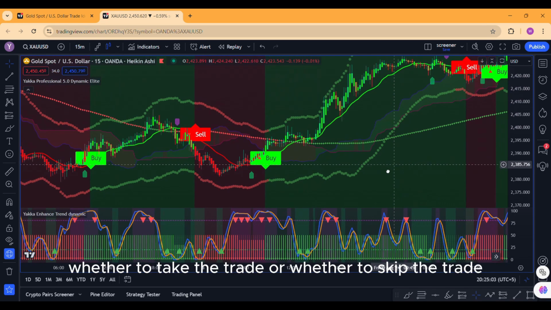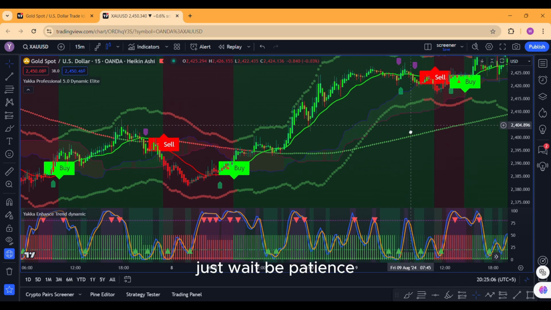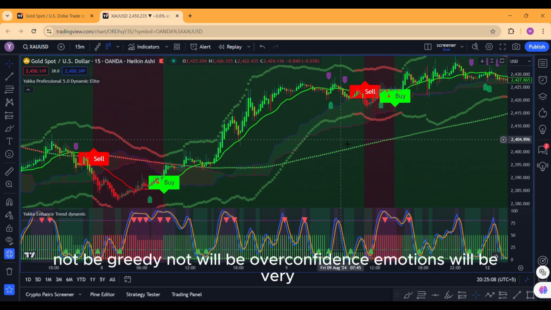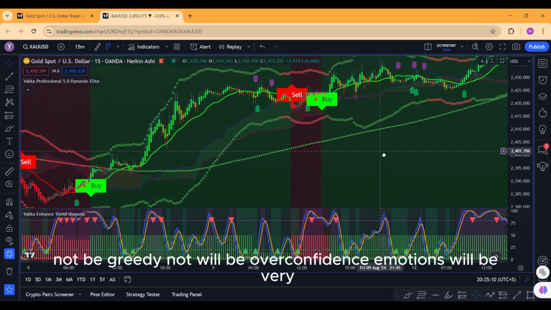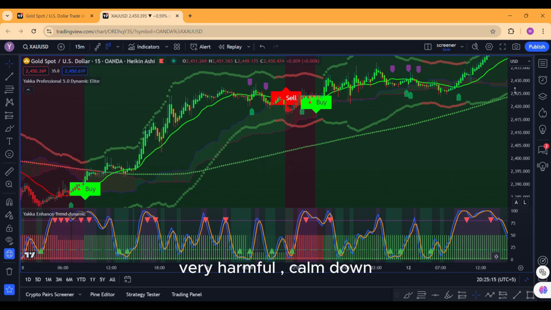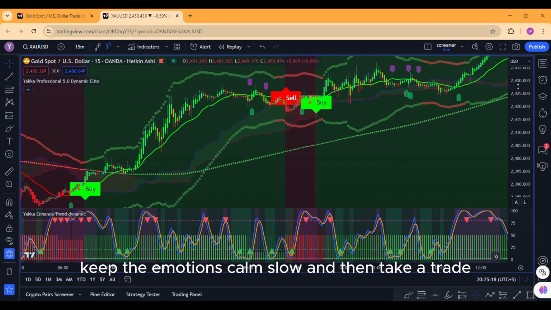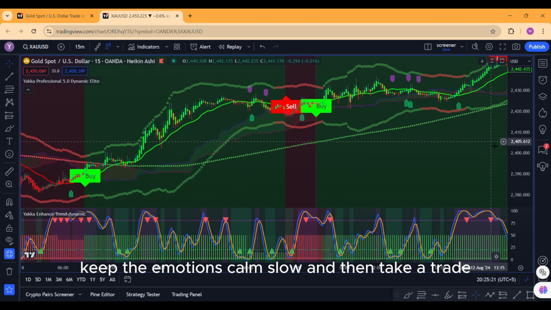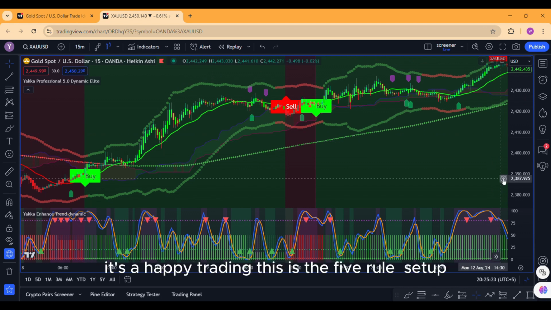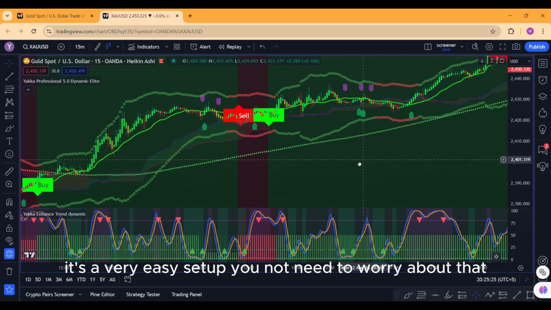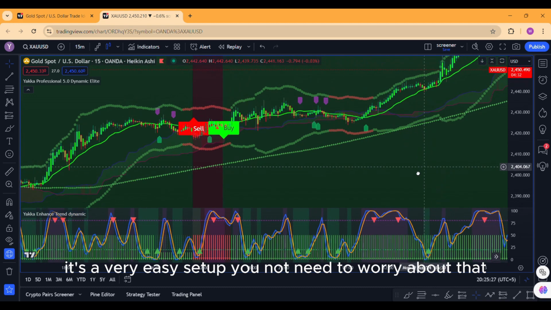Just wait, be patient, do not be greedy. Emotions will be very harmful. Calm down, keep your emotions slow and then make a trade. Happy trading. This is the 5 rule setup. It's a very easy setup. You do not need to worry about that.